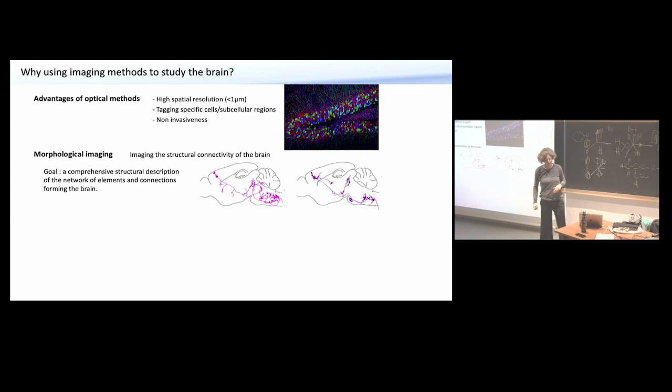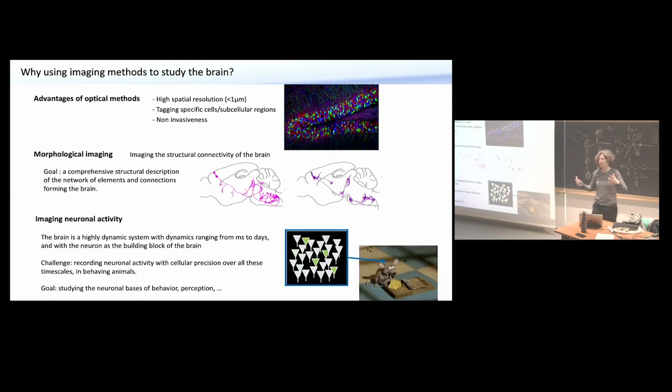And the goal of this kind of technique is to build a structural description of the networks of elements and connection in the brain. The other type of applications, which I'm more familiar with, the domain that I work on, is to image neuronal activity. As you know, the brain is a highly dynamic system, and the dynamics range from milliseconds to days. Milliseconds, which is the time at which action potentials are emitted and the neurons are connected, and days, which is the time where we learn things in the brain. And so we need to be able to look at all these dynamics.